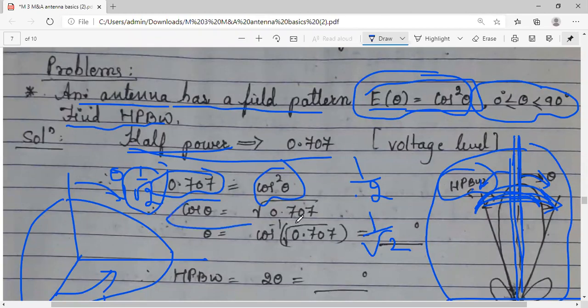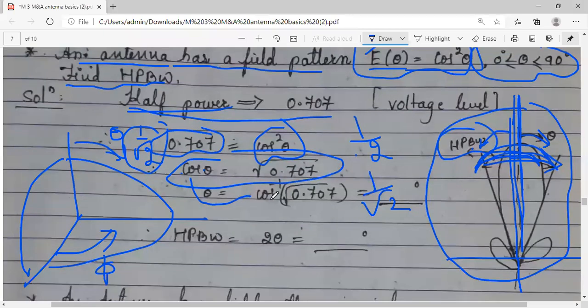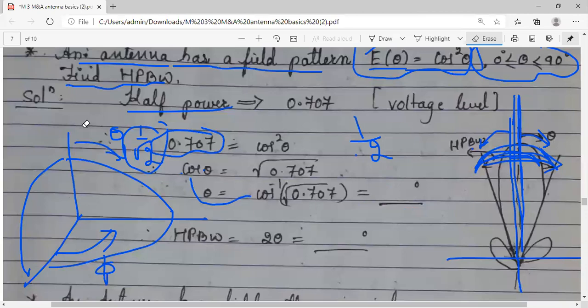From this you can find what is theta. Use a calculator. It is cos square, so take cos of the root of 0.707. Theta is cos inverse of this root. The angle that comes, the cos inverse of the root, you tell me that answer. One answer I got is 32.77. Theta is 32.77. I'm giving all these in terms of degrees.